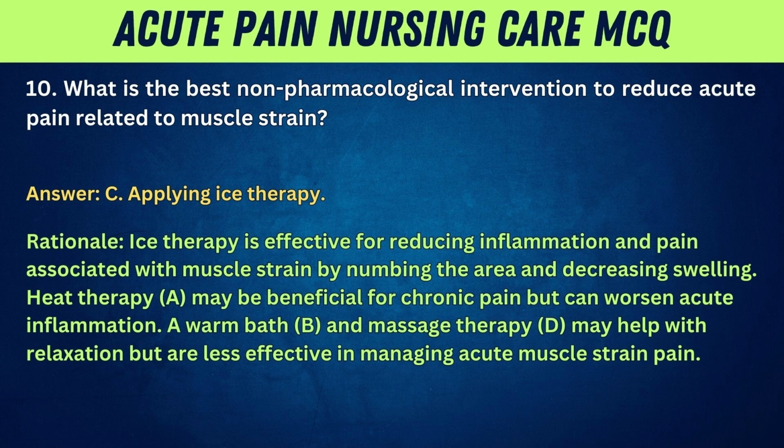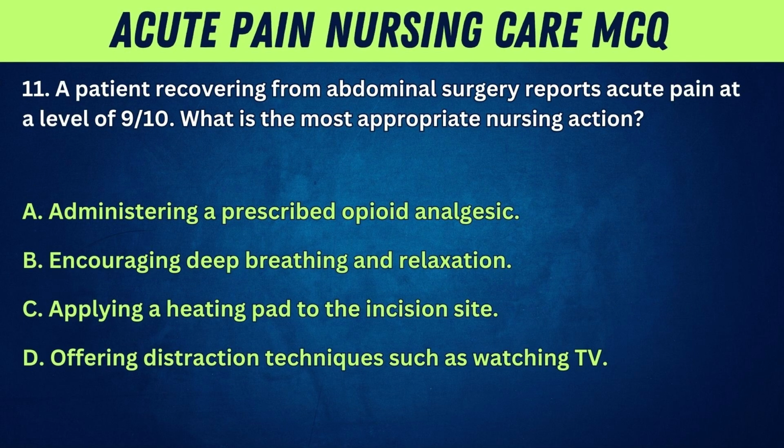Rationale. Ice therapy is effective for reducing inflammation and pain associated with muscle strain by numbing the area and decreasing swelling. Heat therapy, A, may be beneficial for chronic pain but can worsen acute inflammation. A warm bath, B, and massage therapy, D, may help with relaxation but are less effective in managing acute muscle strain pain.